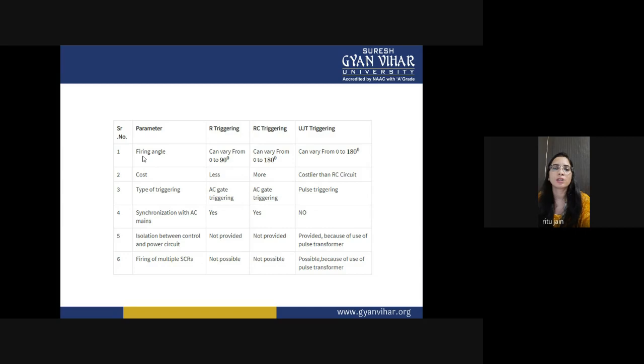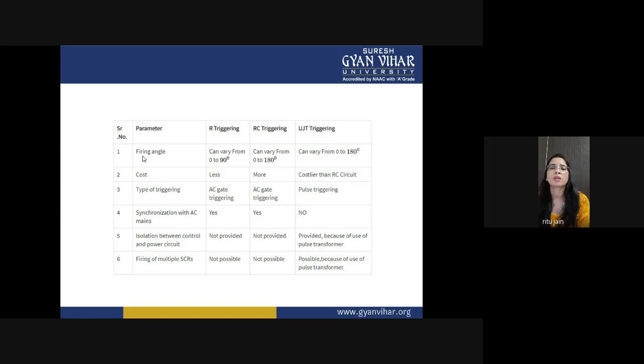Further, AC triggering was divided into two parts: one is R triggering and another was RC triggering. We have already seen the circuit diagrams of R and RC triggering. Next was pulse triggering, in which you apply a train of pulses. What was the main advantage of pulse triggering? If the first pulse fails to trigger the SCR, then the pulse coming after it, the second pulse or third pulse, or maybe a fourth pulse, will be able to trigger the SCR.